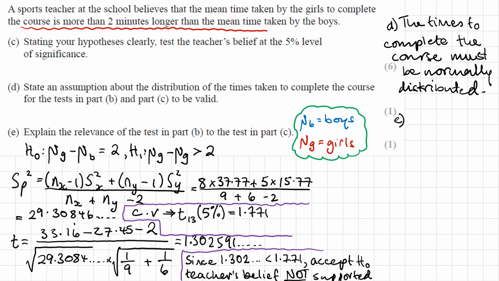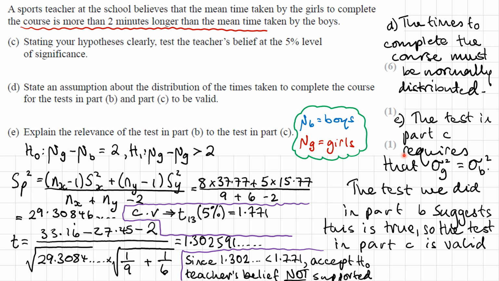So we'll just write that down. The test in Part C requires that the girls' variance is equal to the boys' variance. So the test we did in Part B suggests that this is true. Remember, in Part B we showed that there was no significant difference between them. So the test in Part C is valid because of this.